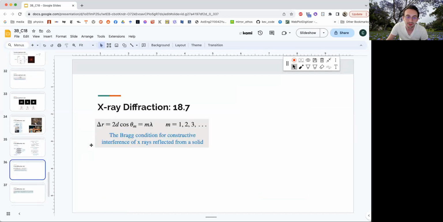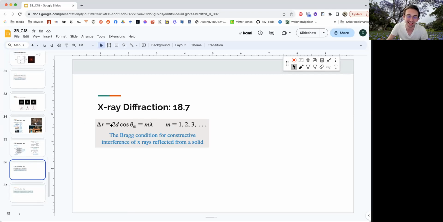And so we know that if we have that travel path, that extra distance, as an integer multiple of the wavelength, that will have a bright spot, constructive interference. And it's really all coming from that delta phi is 2 pi delta x over lambda. All this stuff in chapter 18 is just different ways of applying that equation.